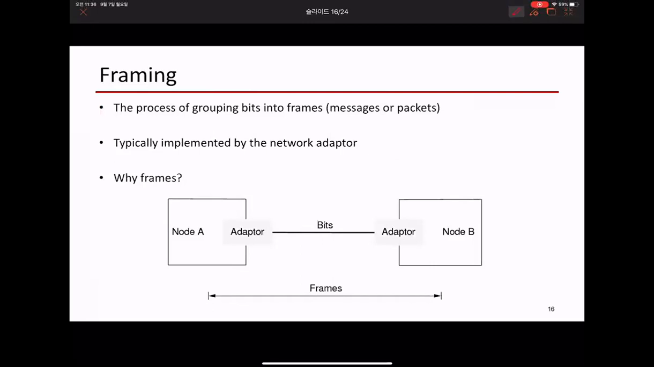So, okay, I want to finish this slide, so maybe I can speed up a little bit. So framing, so what is framing? The process of grouping bits into frames, so messages or packets. So if I give a long talk, how is this handled in the network? So you divide it into small packets, then deliver to the receiver, small packet by small packet.